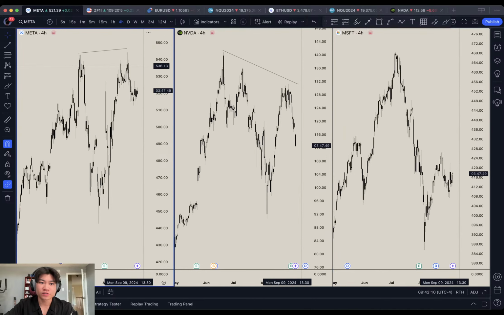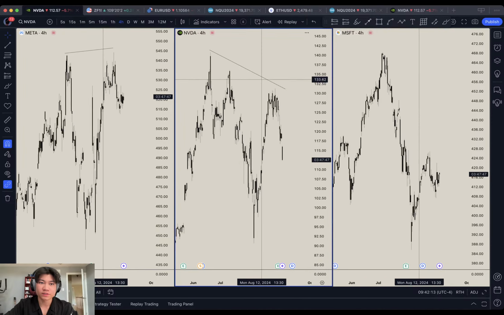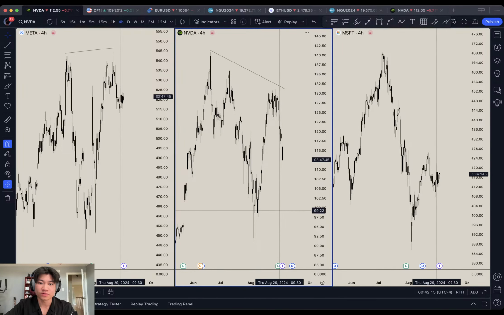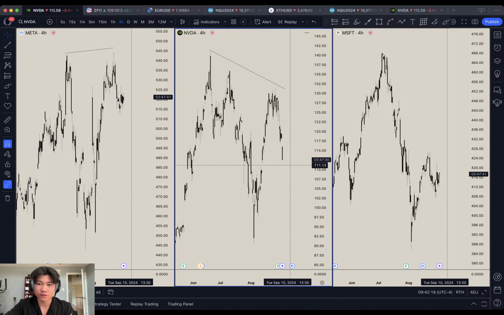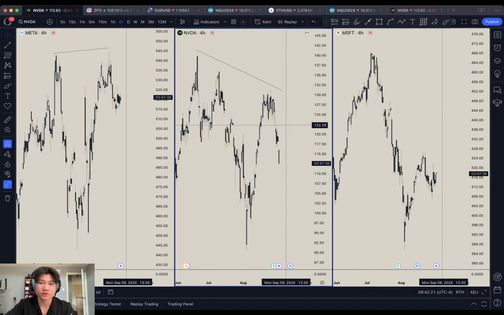Nvidia, Meta, and Microsoft still playing out as expected. We have this SMT on the highs. We're looking for lower prices, and ever since last week it's been going lower. So far so good on Nvidia.